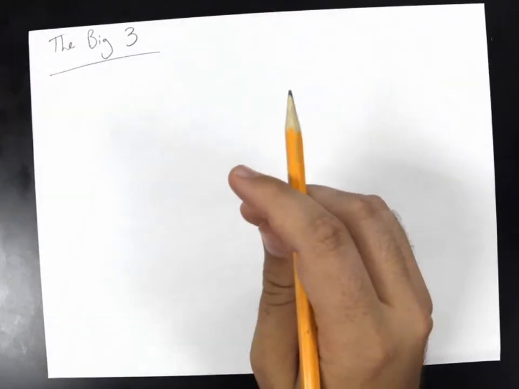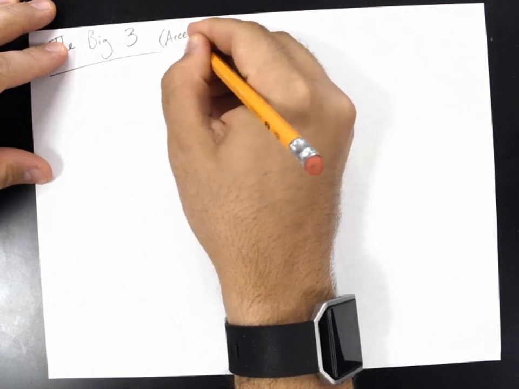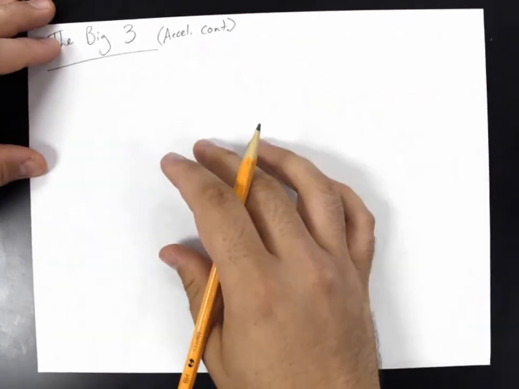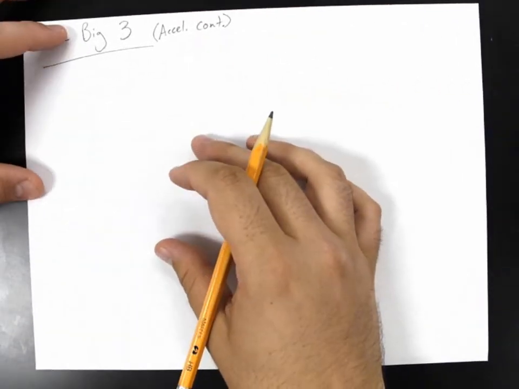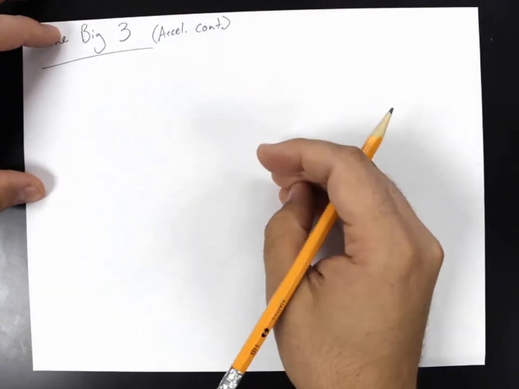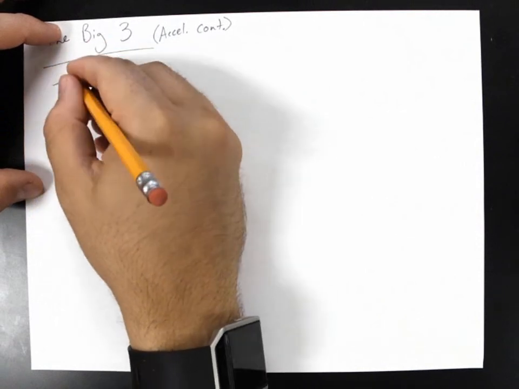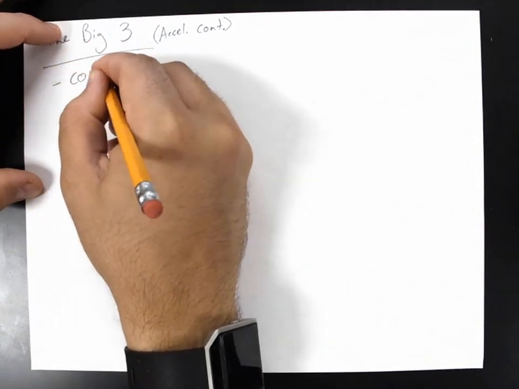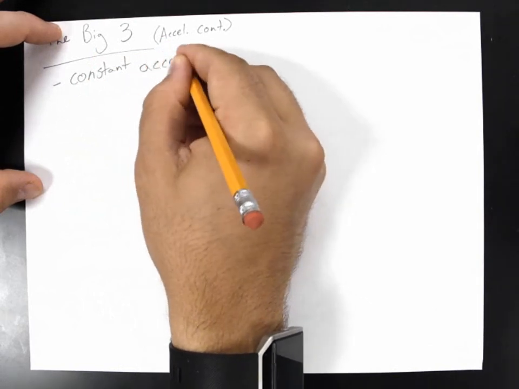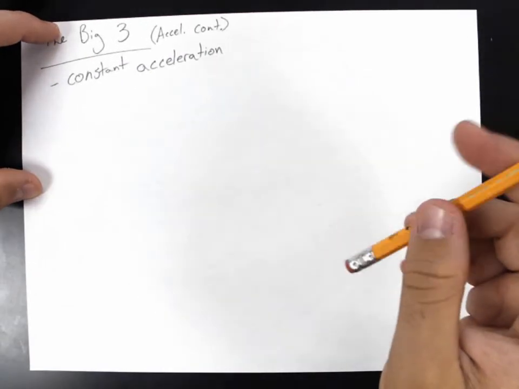All right. We find ourselves talking about acceleration again. Acceleration continued. And we are going to talk about the big three. These three particular equations are incredibly useful in solving problems involving constant acceleration. Once again, this involves constant acceleration. Okay, this is important. If we have a changing acceleration, these equations no longer apply.